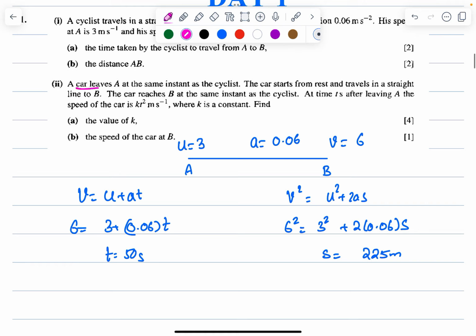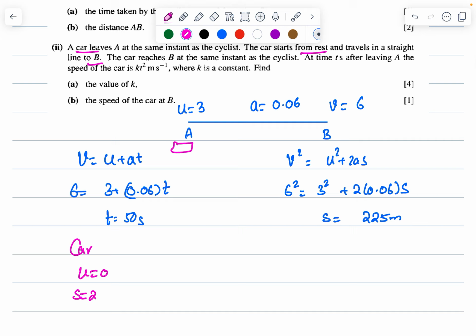Now next, a car leaves at the same instant from A. The car starts from rest, so the initial velocity for the car is 0, and it reaches B. So the distance is 225 meters. And the velocity of the car at t seconds is kt squared. So velocity equals kt squared.